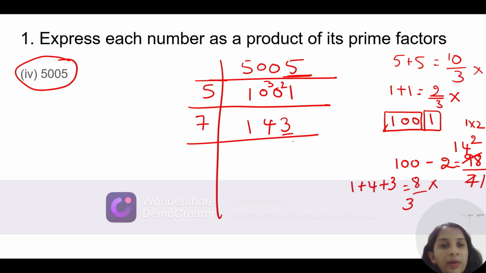Then is this divisible by 7? No, it is not even divisible by 7. Next. Which is the next prime number? Is 9 a prime number? No, 9 is not a prime number. 9 is divisible by 3. So it is not a prime number.